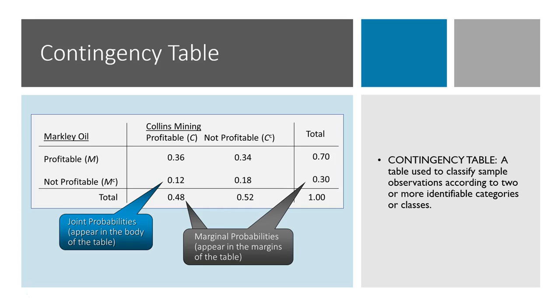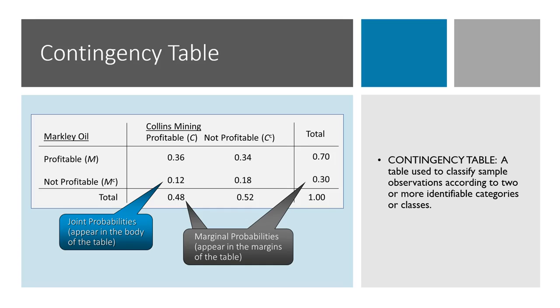Oftentimes, specifically when we are looking at conditional probability, we represent our probabilities in a contingency table. Here in the center portion of our diagram, you see the 0.36, the 0.34, the 0.12, and the 0.18. Those are your joint probability values, the values of what happens when an event satisfies both criteria on the chart. The values on the side in the total column and the total row are called your marginal probabilities. Those marginal probabilities completely belong to just one variable.